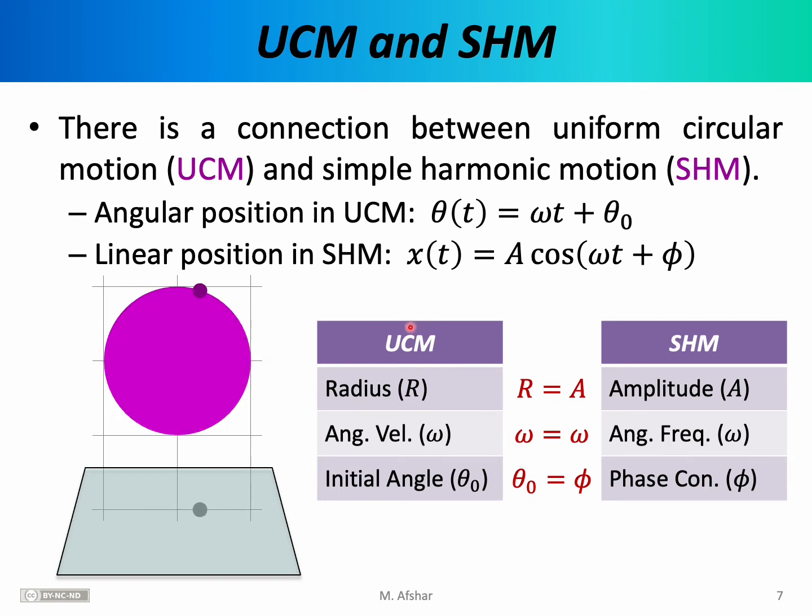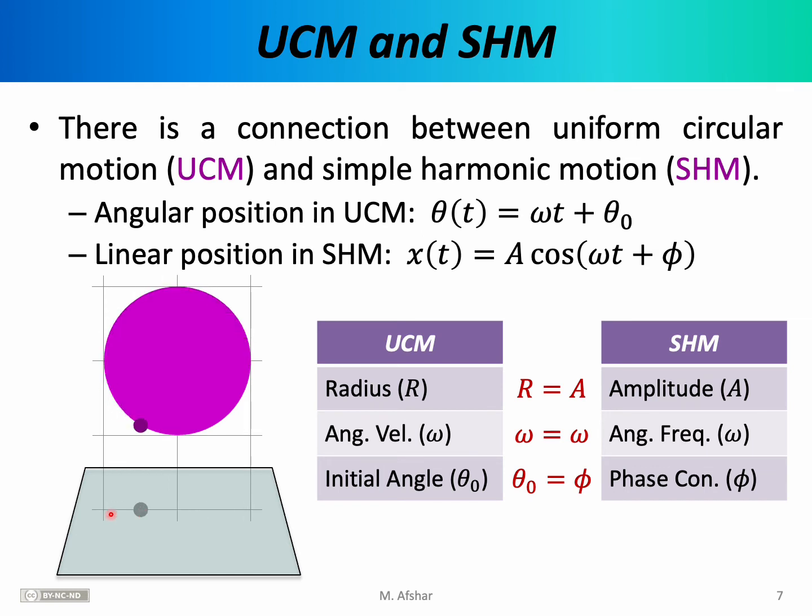When it comes to uniform circular motion, we often talk about angular velocity. And when it comes to simple harmonic motion, we often talk about angular frequency. These two quantities are equal to each other. They both essentially determine how quickly the motion is happening. If I increase the angular velocity of the wheel, the angular frequency of the shadow on the table would also increase.